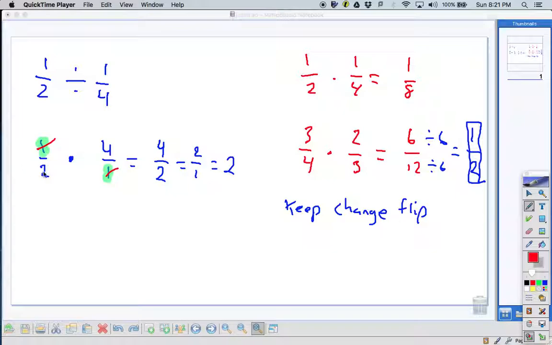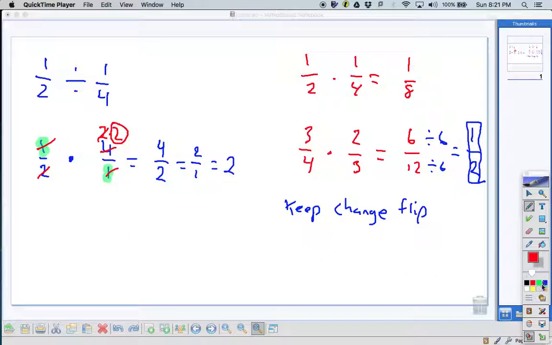As a matter of fact, I'm seeing a 2 here, and I think I can make this 4 into a 2. So instead of writing 4, I'm going to rewrite that as 2 times 2, because 2 times 2 is 4. And now we have a 2 in common, so we can cross the 2's off. That 2 and that 2. And what's left is the 2, which is what the answer is.